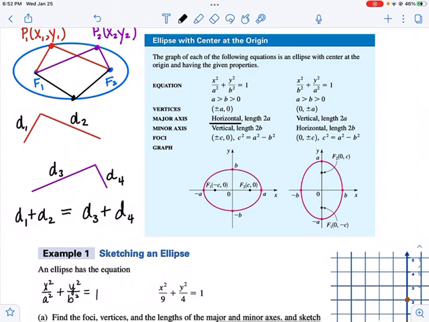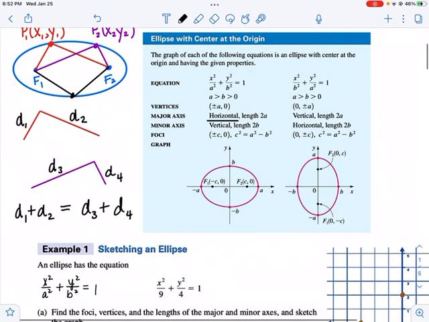And then for when we have a vertical major axis, you have x squared over b squared plus y squared over a squared. A squared is always the component of the major axis. So you can see that the vertical length is 2a, and now the horizontal length would be 2b. And then the foci would be on the vertical axis. You can see the foci here and here.